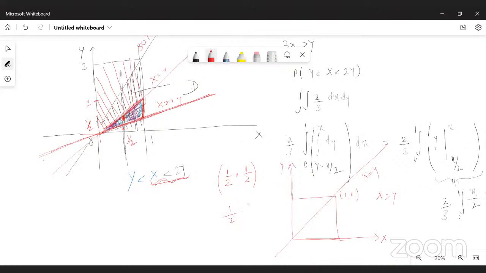Yeah, 1/2 and 3/4. So we can just plot where 1/2 and 3/4 actually are. This is x, this is y. So x is 1/2, and 3/4 will be somewhere here. So if you plot this, it will come in this part.